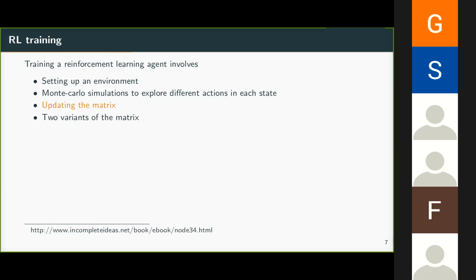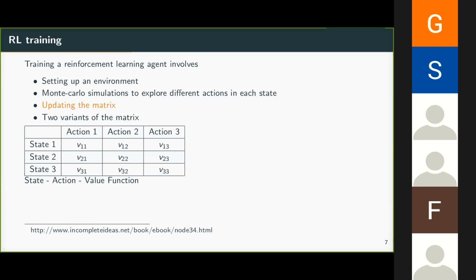Now in the world of reinforcement learning, there are two variants for the matrix. It is not one single matrix that we always use. One variant is what we saw earlier: given a state, there are some actions I can take. What is the action that will lead to the best reward? This is called the state action value function, or the state action value matrix. This is one way in which we can formulate the RL problem.